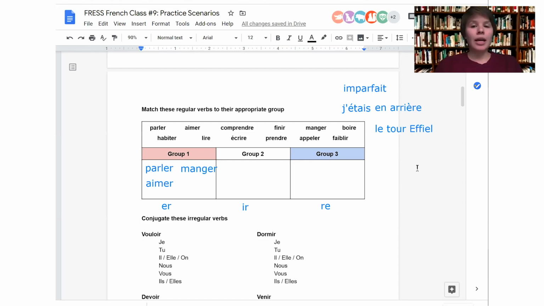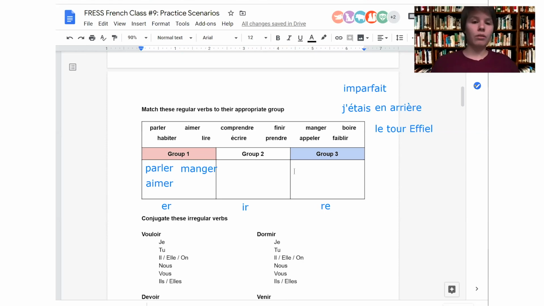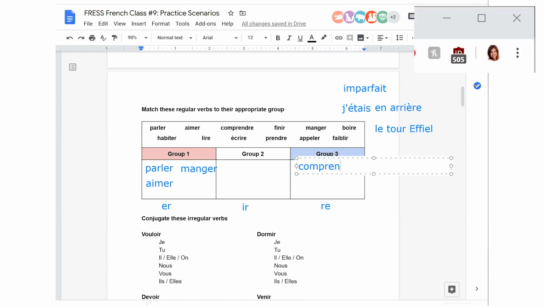Okay. Heading back to our little activity. What do we got? Parler, manger, aimer are in group 1. Anything else in group 1 or any others that you were able to? Comprendre. Yes. Which group? This will go to group 3. Yes. So comprendre. Does anybody know what that word means? Comprendre? Understand? Does it mean understand? To understand.